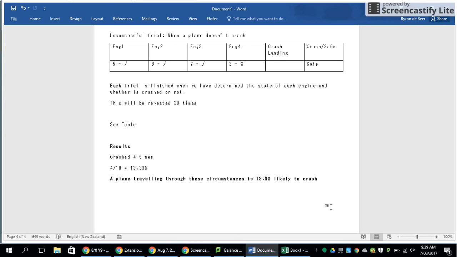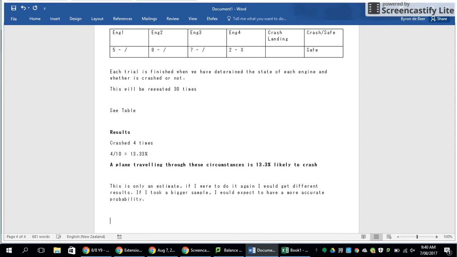You could get a different result. So we say this is only an estimate. If I were to do it again, I would get different results. All right, so that's your disclaimer. It's like, don't take my word for this. You could get different things. And you can say, if I took a bigger sample, I would expect to have a more accurate probability. All right, that's just like we had for our inference. Now, this is where you go to merit as well.